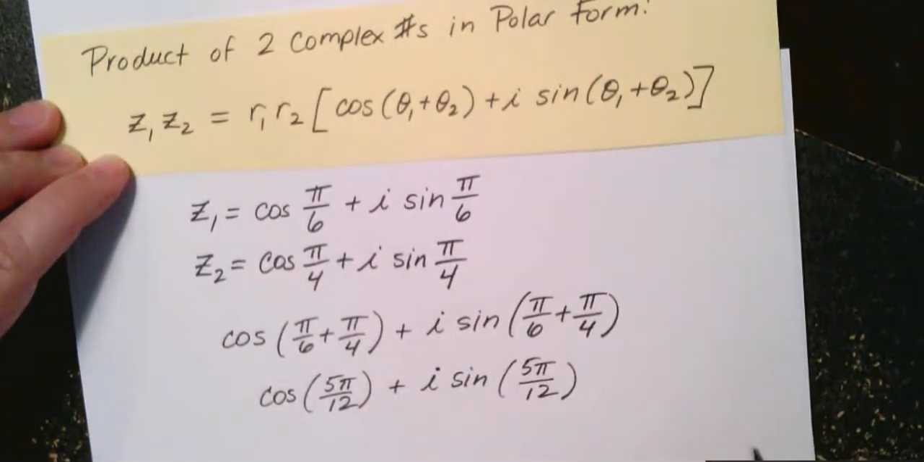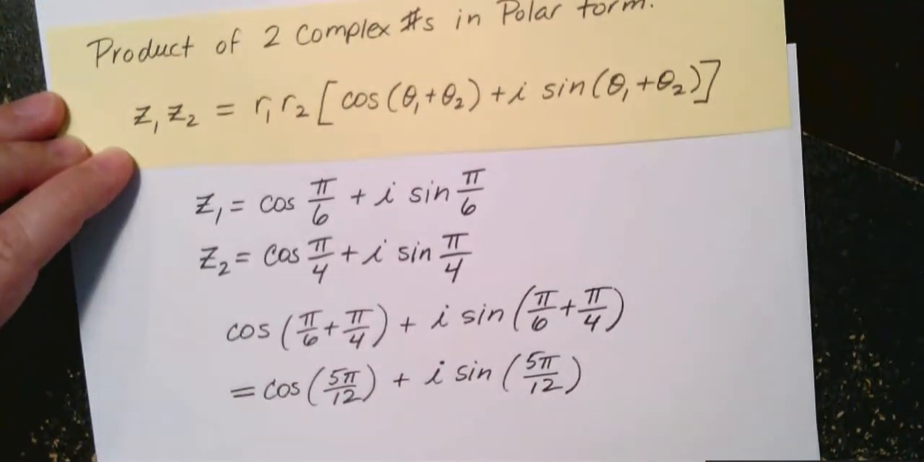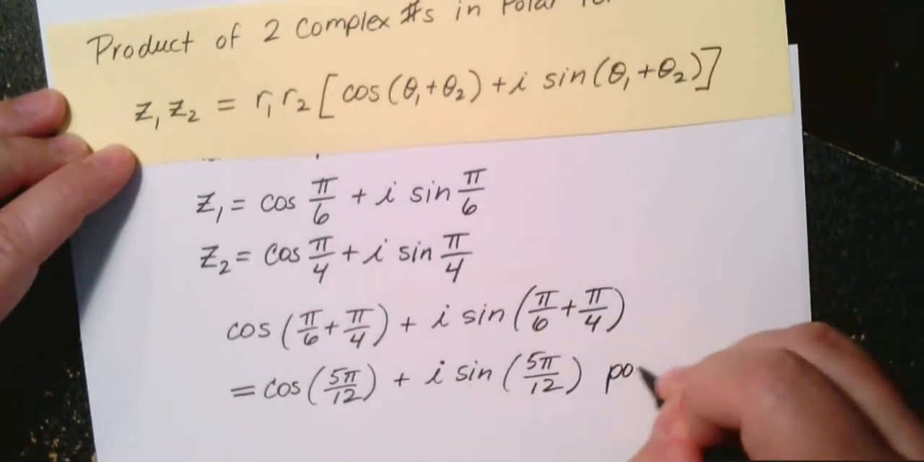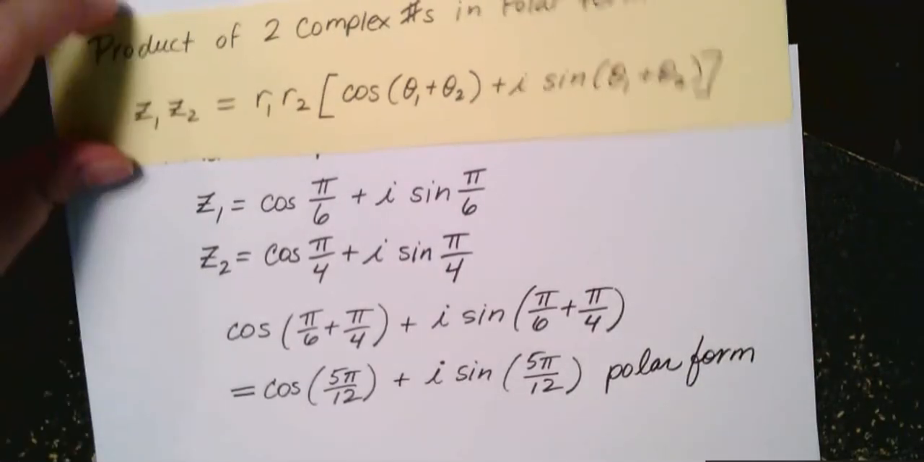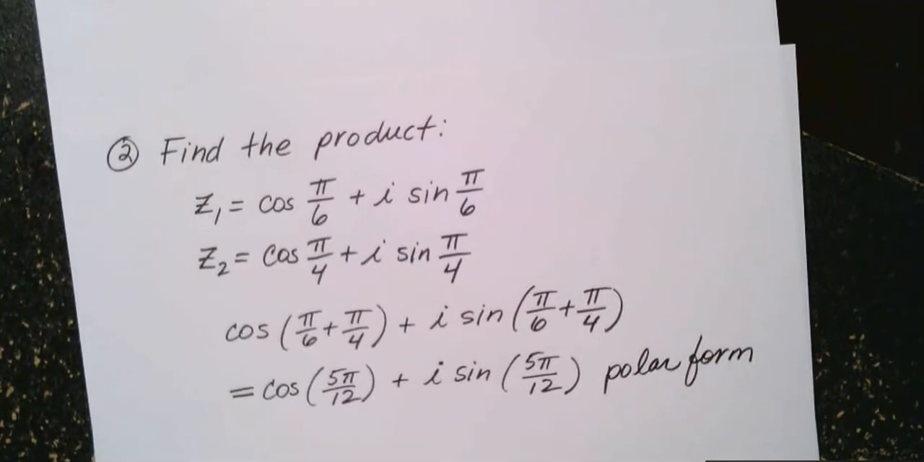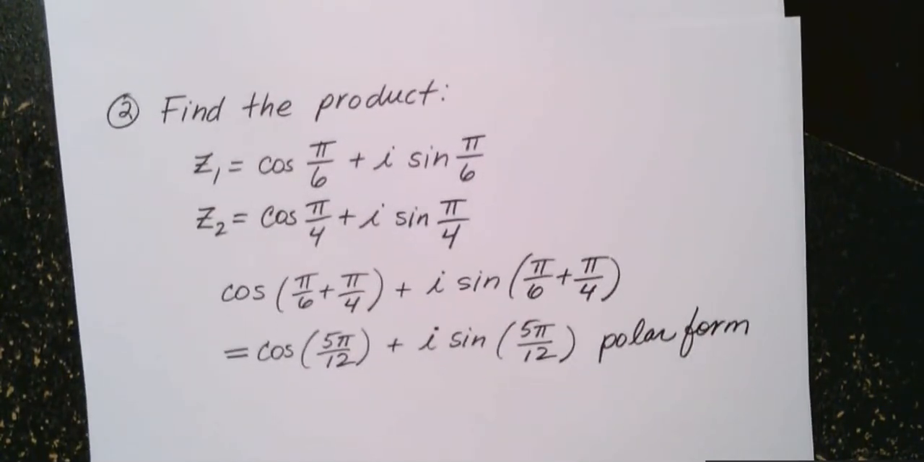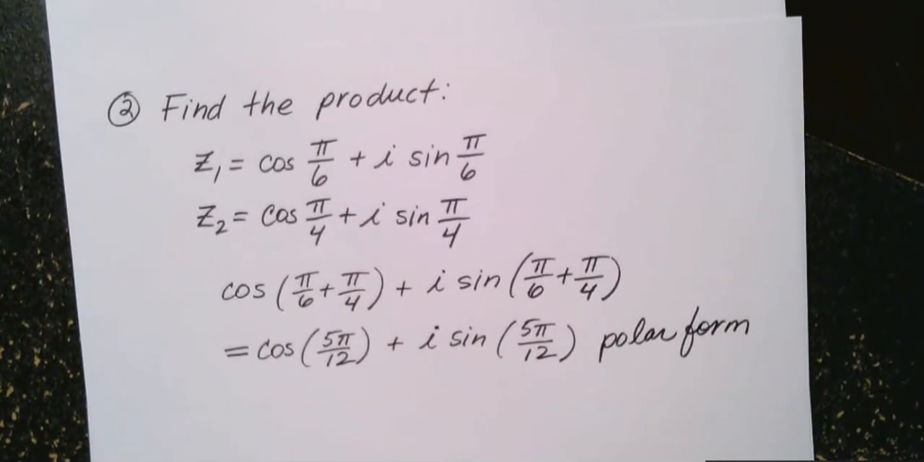And again, the directions for the ones I'm doing say leave in polar form. And in this one, it's a little bit easier to leave it in polar form because that's not a unit circle value. So I would have to go to the calculator or maybe do some sum and difference formulas or something a little bit more complicated to get to rectangular form. All right, so that's all there is to the product formula.